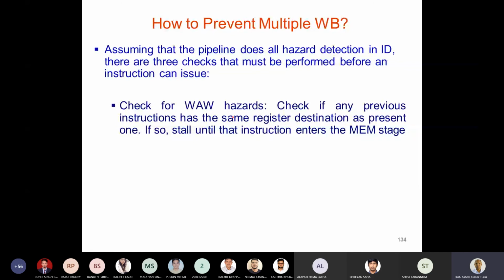So we'll not go into more detail on this, the pipeline case studies. That will take more time. For the next class, we'll discuss instruction level parallelism in detail. There are another 5 minutes left. If you have any doubts, you can ask.